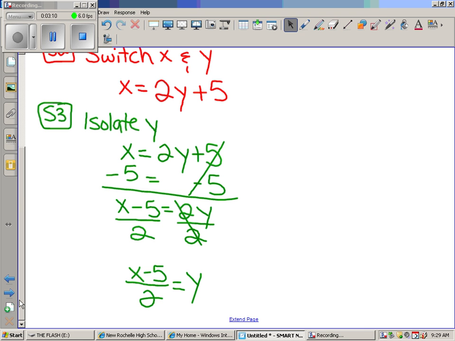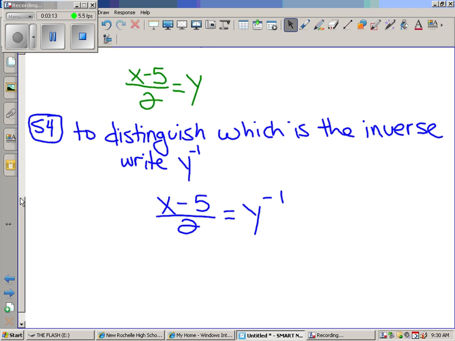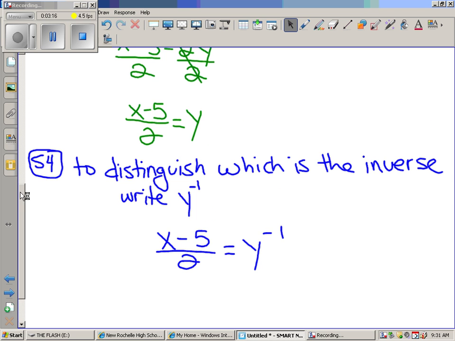So our final last step is to distinguish which one is the inverse from the original. If they both are y equals, you wouldn't know which one goes which way. Rewrite the formula that you just did with a y inverse symbol. That's this -1 up over here. It's never -2. You can't put another number up there. That's the one that symbolizes the inverse. And there you go. You could write that, or you could say this.